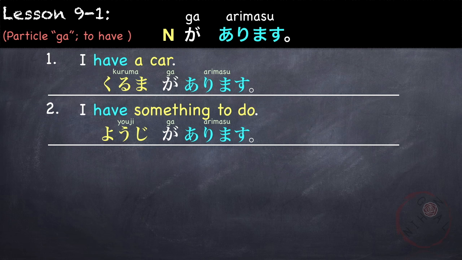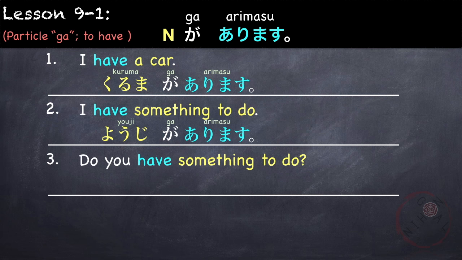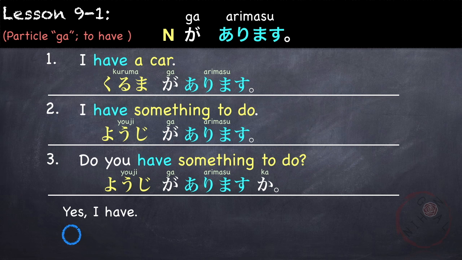Arimasu. Yōji ga arimasu. And to ask the question, do you have blank? In this example, do you have something to do? Again, something to do is yōji. Yōji ga arimasu, and then the question marker ka. Yōji ga arimasu ka?